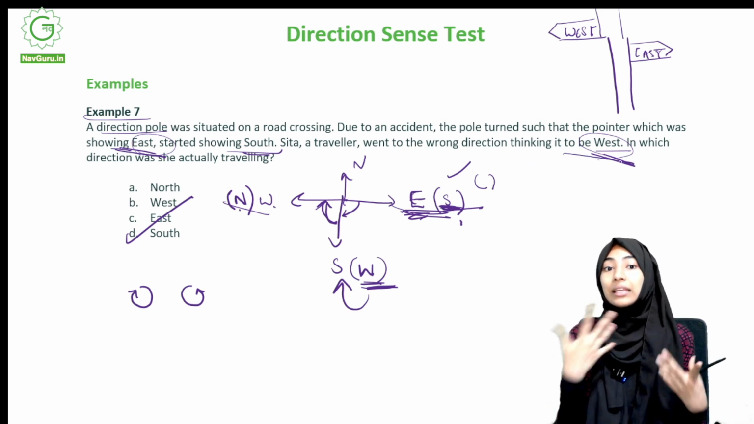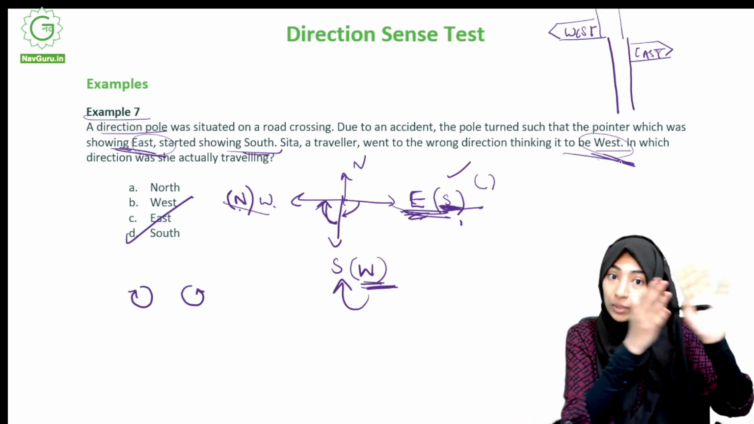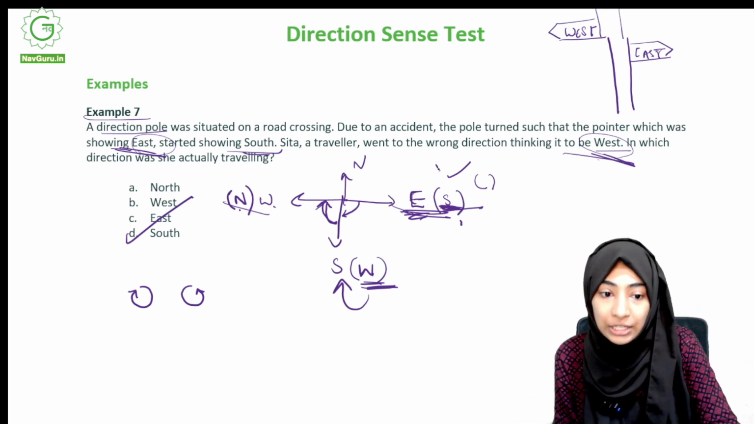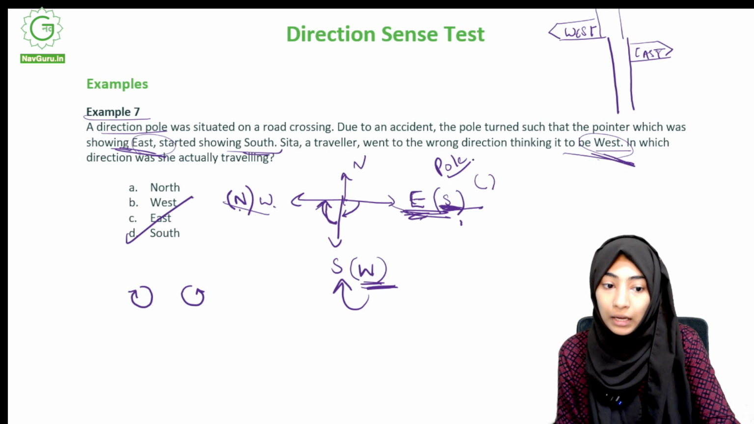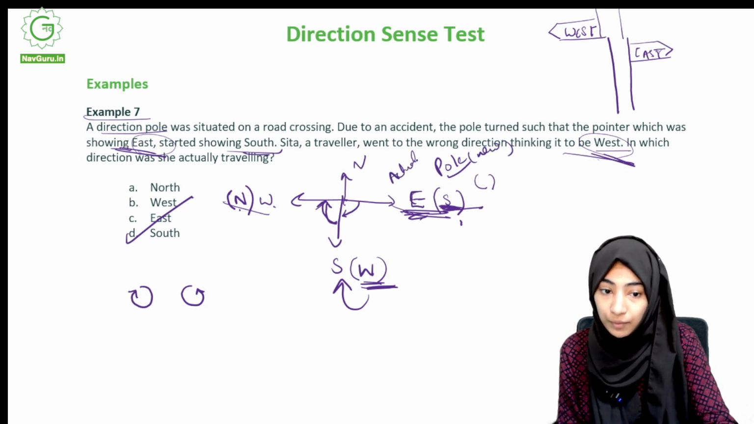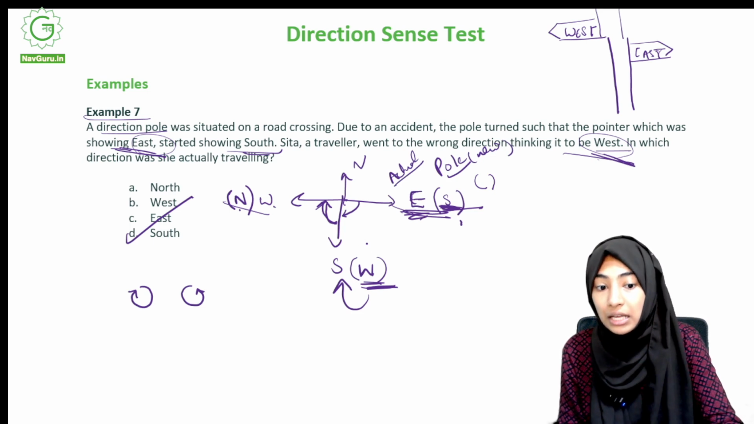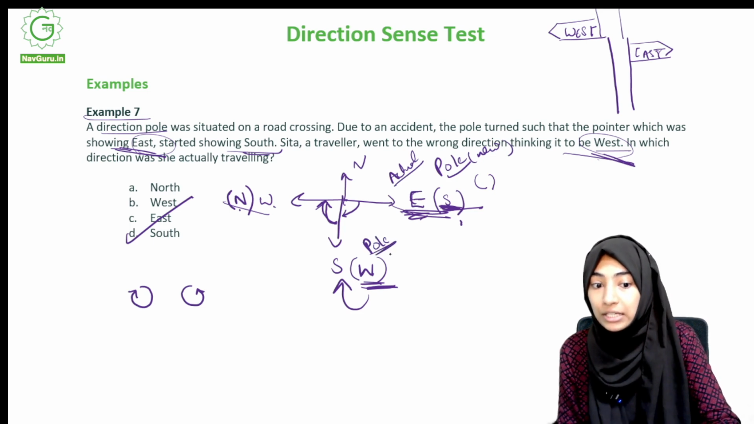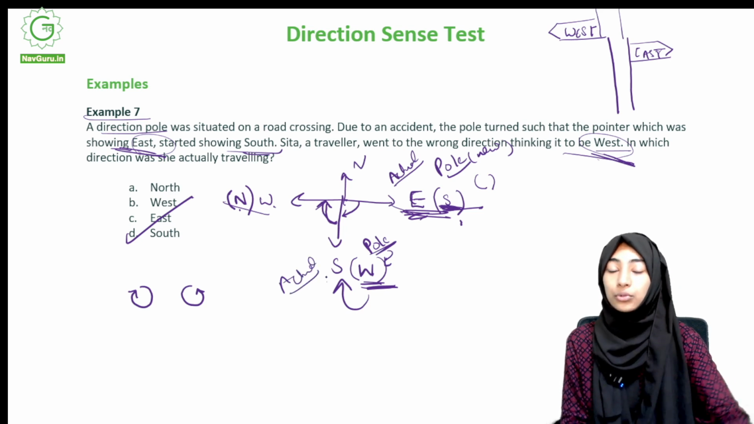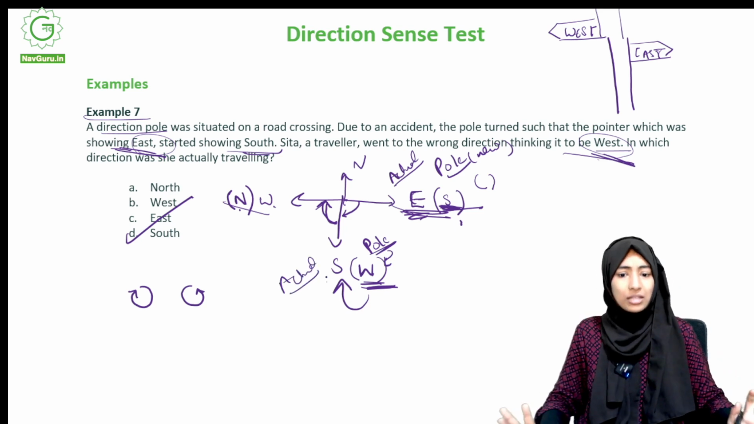So when will Sita think a direction is something? Because Sita is only seeing the pole. She does not know the actual directions, right? So this is the direction as per the new pole, and this is the actual direction. Now Sita saw this pole direction and she thought it is west. So the actual direction was south. And so you have gotten your answer. So this is fairly easy.